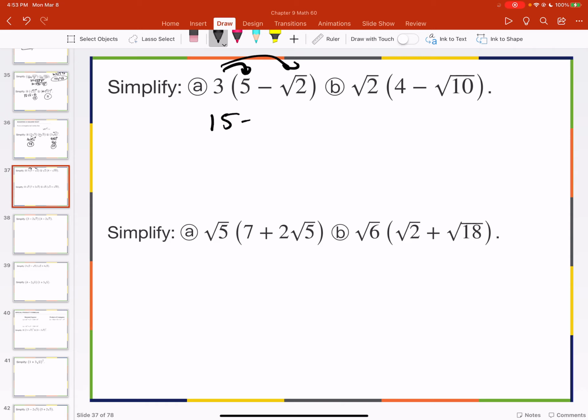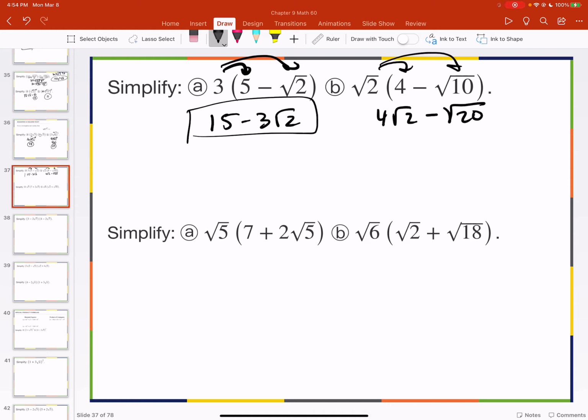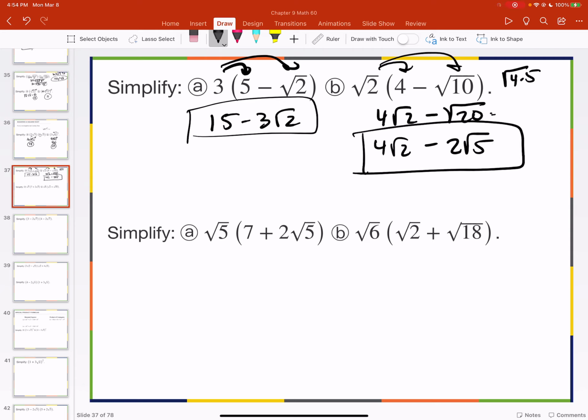So this would be 15 minus 3 root 2. This one here would be 4 root 2 minus square root of 20. But square root of 20 reduces. This is already fine, you can't reduce that. Square root of 20 is 4 times 5. So 4 root 2 minus, and then, remember, square root of 20 is square root of 4 times 5, which is just 2 root 5. And you can't simplify that any further.